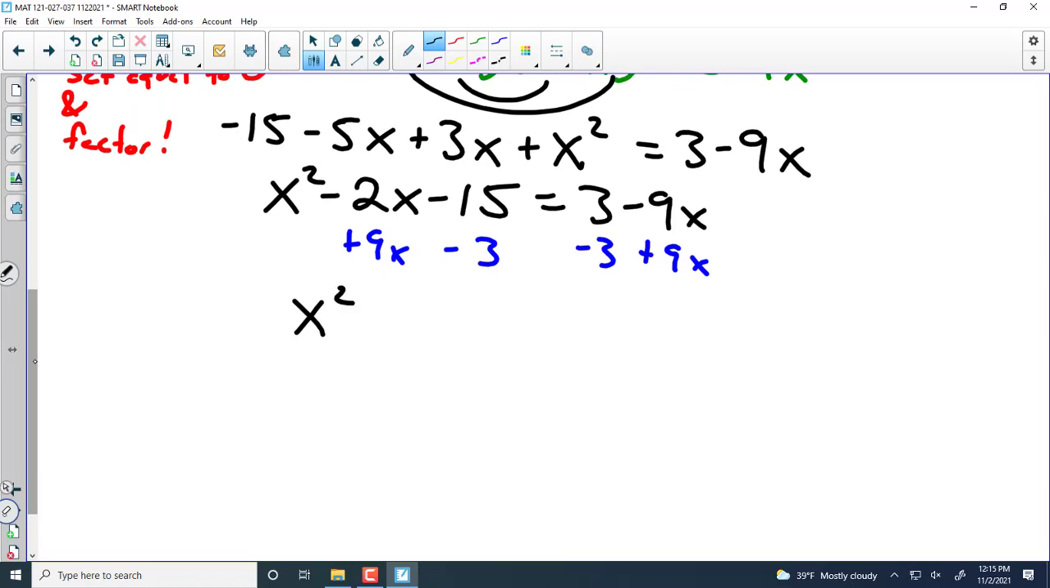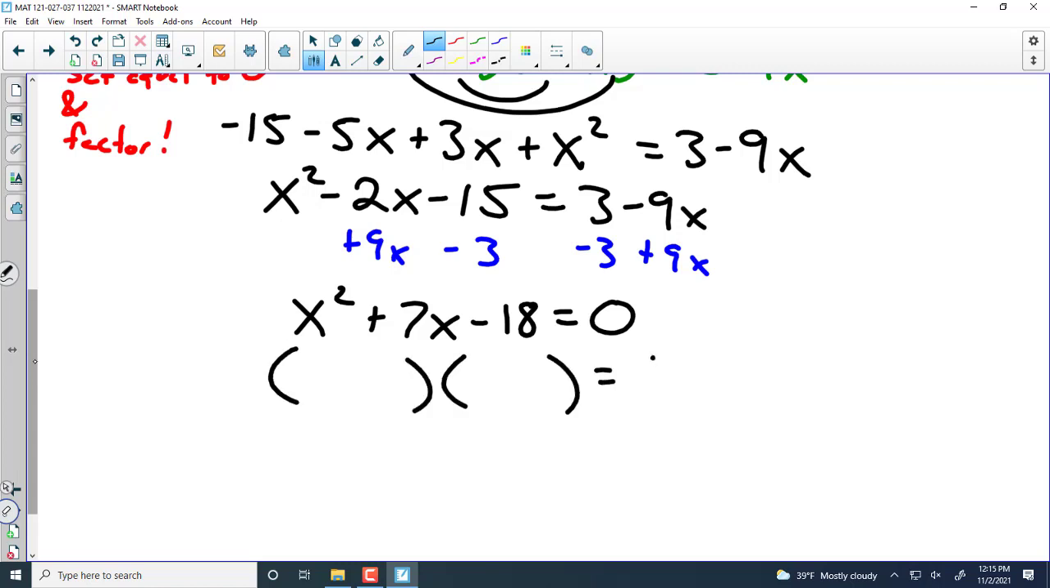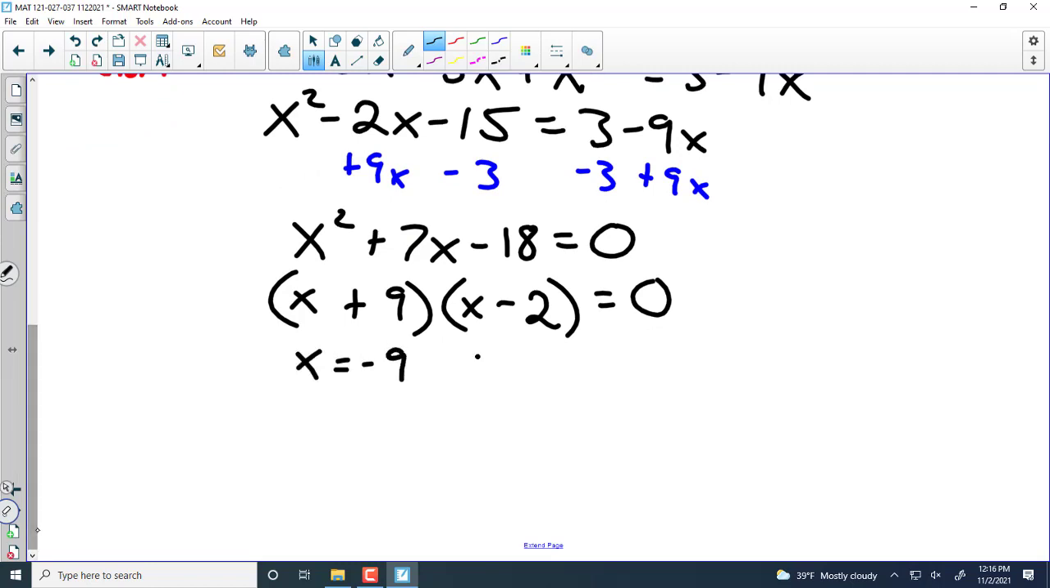And after much difficulty, much frustration, I do get a quadratic that I can factor. How do you factor that? Once again, everyone, what do you think of when you think of multiplying two numbers to get 18? You either think of 2 and 9, 6 and 3, or 9 and 2. So this one's going to be 9 and 2. It's going to be plus 9 and minus 2, so I can get that plus 7x in the middle. So I get two answers, everyone. I get negative 9 and 2.